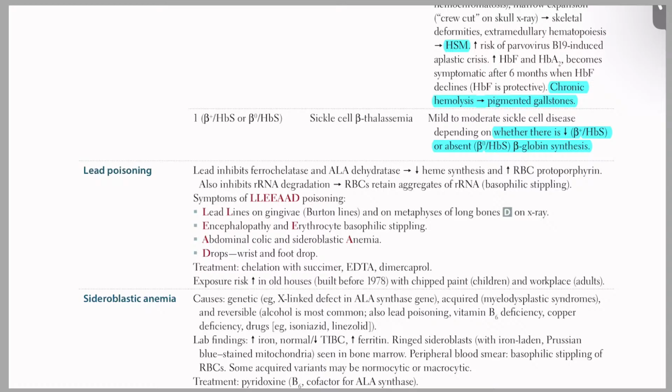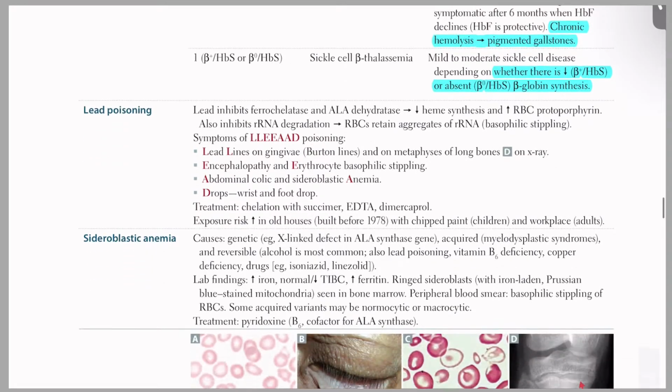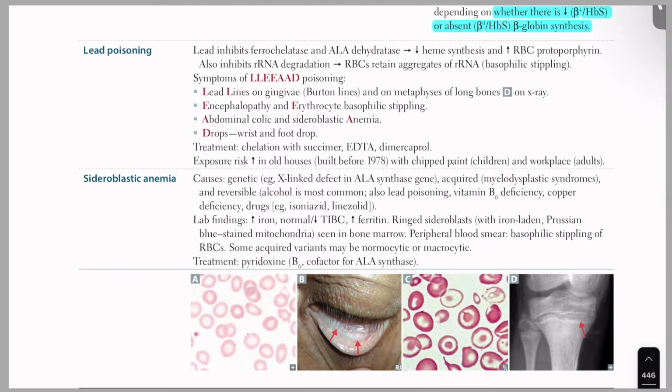Symptoms: LEAD poisoning. Lead lines on gingiva, Burton lines, and on metaphysis of long bones on X-ray. Encephalopathy and erythrocyte basophilic stippling. Abdominal colic and sideroblastic anemia. Drops: wrist and foot drop.